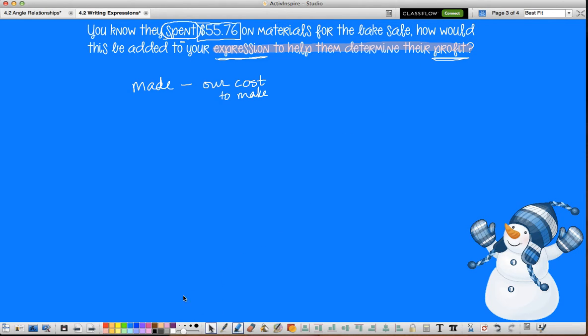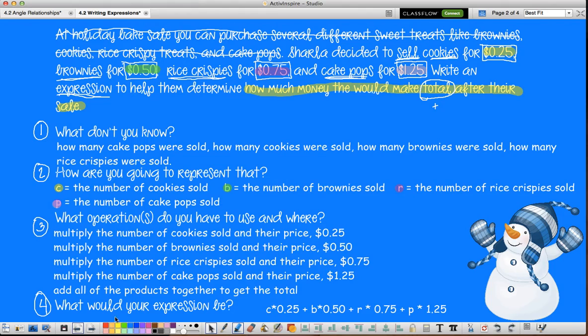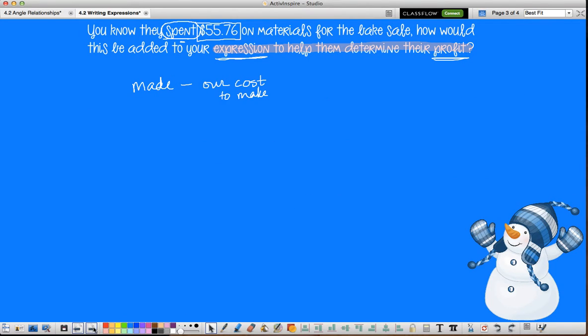So now, do we still need to know all of this information back here? Do we still need to know how much we earned? Absolutely. So don't go through and do all this extra work. Okay, use what you already have. You know that by doing this multiplication and addition, you would be able to figure out the total that you would make before taking away your cost. So let's use that. But now I also know that I would have to subtract the $55.76 that was spent.